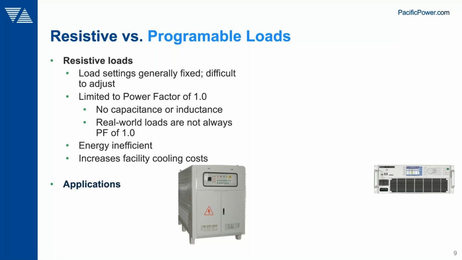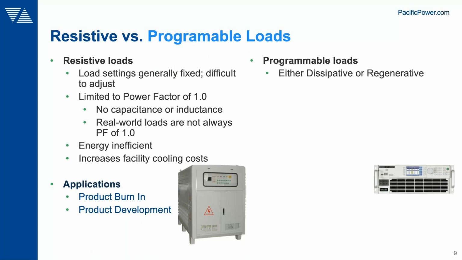Applications for these are typically primarily burn-in because they are simple in nature and relatively inexpensive to put into place. Sometimes they're used for product development as well. Programmable loads, on the other hand, are more flexible. They are generally electronic in nature, so it allows you to change the load conditions more easily, remotely or through programming capabilities. They come in two types as well. They're either dissipative loads, which are generally conventional electronic loads, or regenerative, which have the ability to recover most of the energy back to the grid.